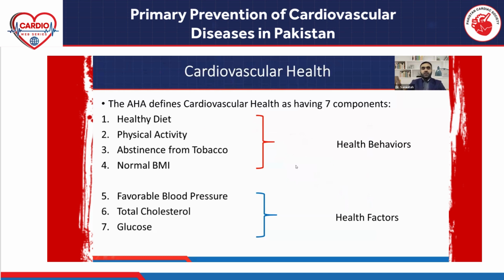So the first thing we need to know is cardiovascular health. The ACC and AHA define cardiovascular health, and we divide it into two categories. One is health behaviors, and the other comes under the umbrella of health factors. Among the health behaviors are a healthy diet, physical activity, abstinence from tobacco, and a normal BMI. The health factors are favorable blood pressure, total cholesterol, and glucose level. All these are defined by the AHA as part of cardiovascular health.